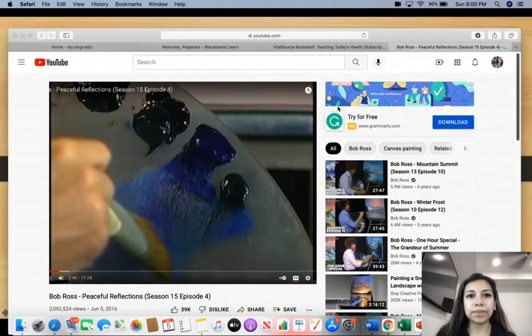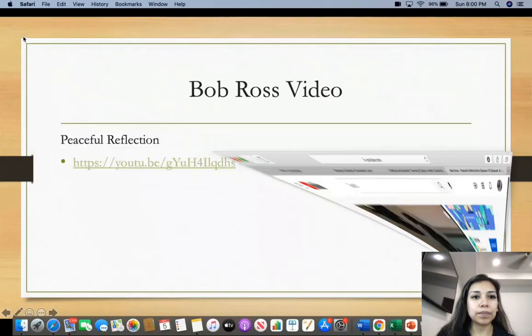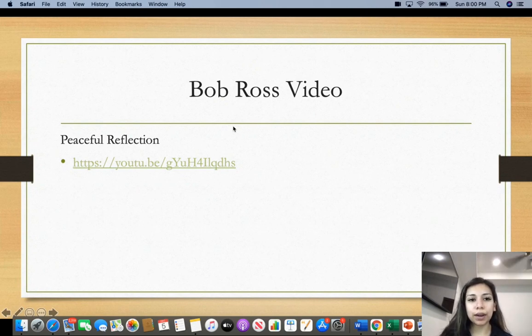So, yes, as we all know, that is the famous Bob Ross. And I like how he says little motivational things here and there. I chose this one because he talks about how to be stress-free, how to just be in peace. So it's related to the activity.